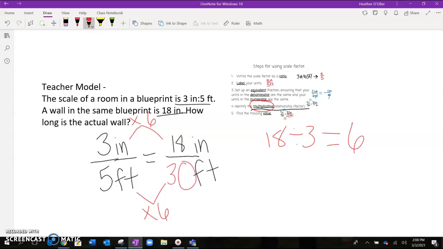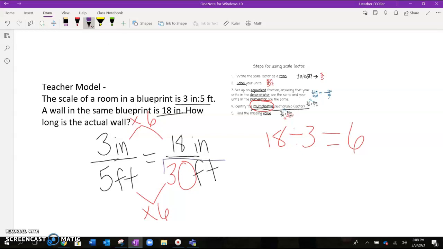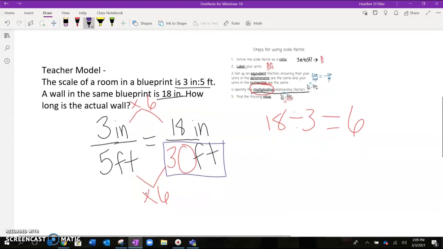So 30 feet is the length of the actual wall. I just set up a proportional relationship to figure that out, found the multiplicative relationship, and solved for the missing piece. Okay, that's how we can do it when there's just one part. All right, but sometimes they're going to give us a room, which usually has 2 measurements, and they may ask us for the area. In order to get that area, I've got to solve for the actual lengths first, then do the area.